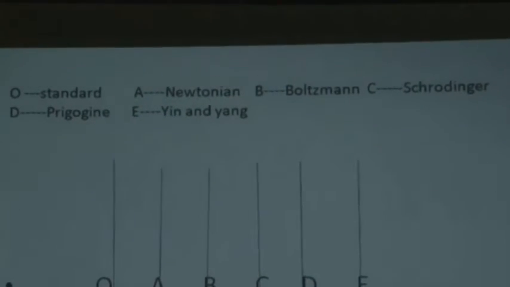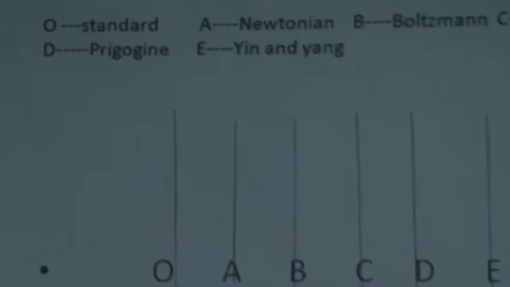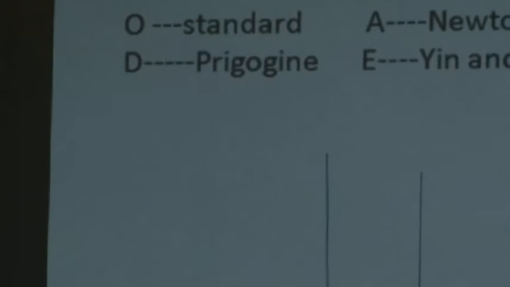Over here, C represents Schrödinger's theory. It recognizes the negative entropy somewhat, but seems unable to deliver it. And D, Poggen, already built up from non-negative entropy, from negative entropy, from non-life to life.